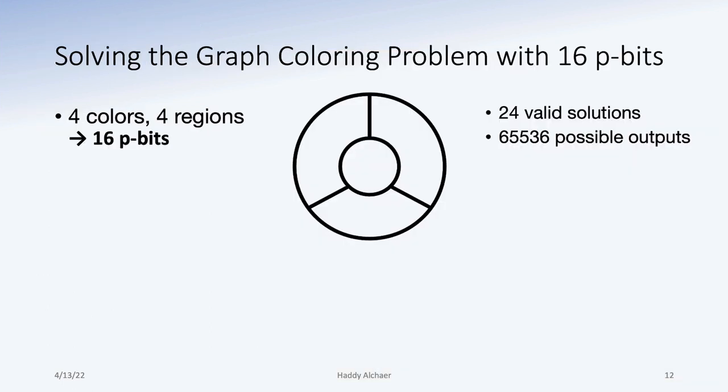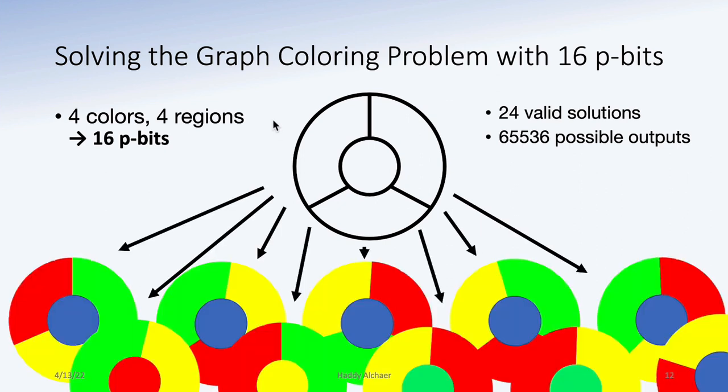We can follow the exact same approach for an even more complex graph problem now. This time we have 4 regions, and each region is in contact with every other region. So if we had 4 colors, what are the possible colorings of this graph? Turns out that there are 24 possible valid colorings of this graph. And that also gives us 2 to the power of 16 possible outcomes. That's 65,000. So will the probabilistic computer be able to filter out and return the 24 valid solutions?